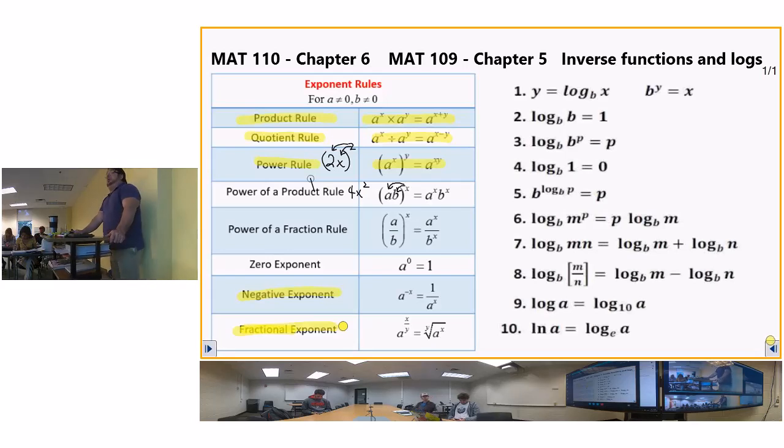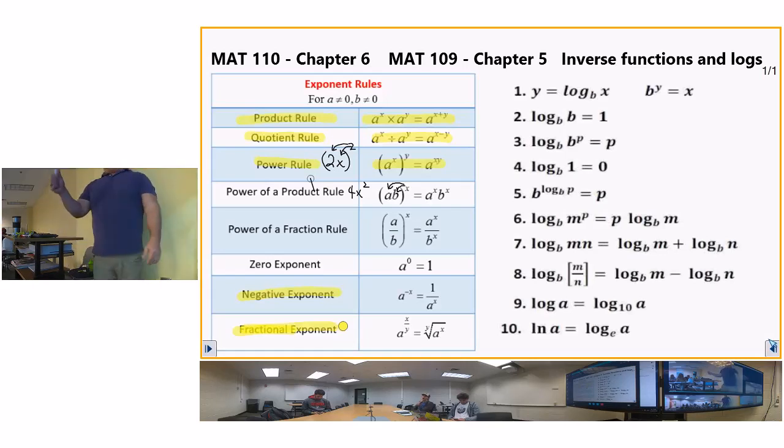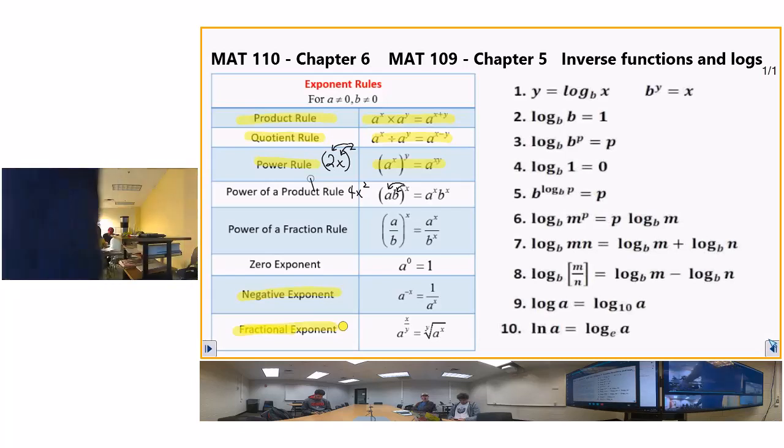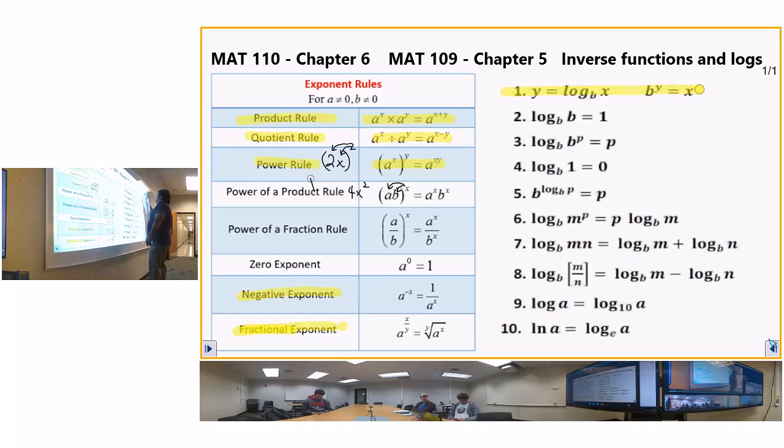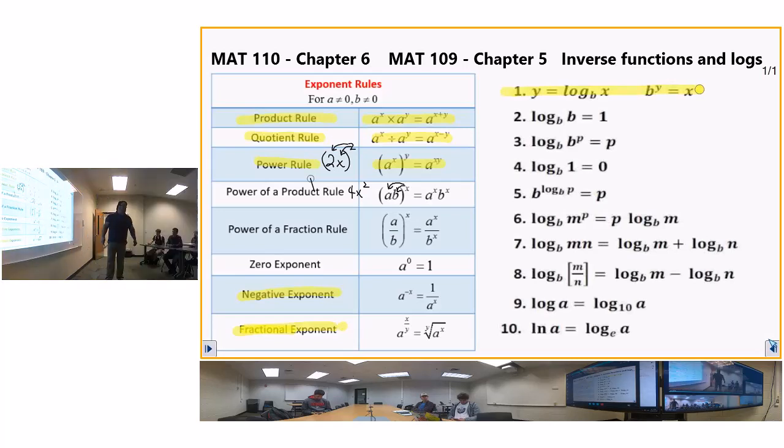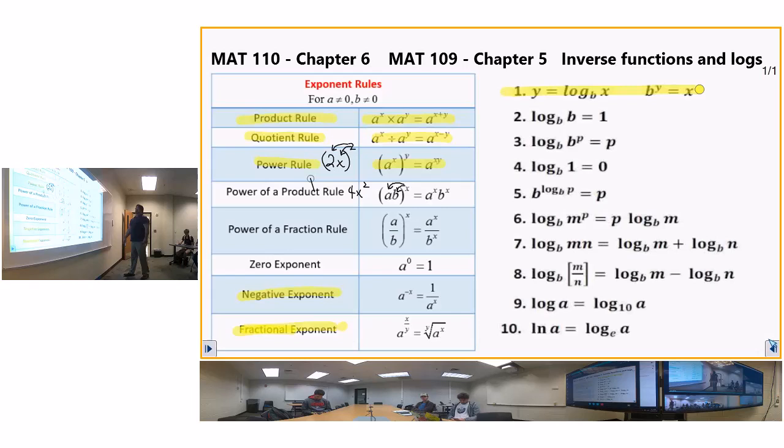Now, as far as the logarithms, I don't know how many of you have had logarithms before, so I will be starting with the logarithms from a basement level, and I'll be building up. But as far as the ones that are mechanical, this one is the most important one. This one is called the definition of a logarithm. And as I told you the other day, that one is going to be used in a couple of sections in this chapter. So you need to know that one.